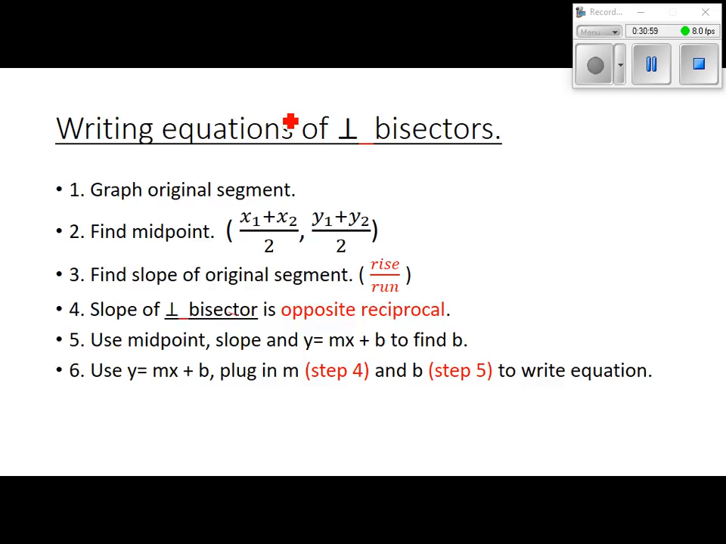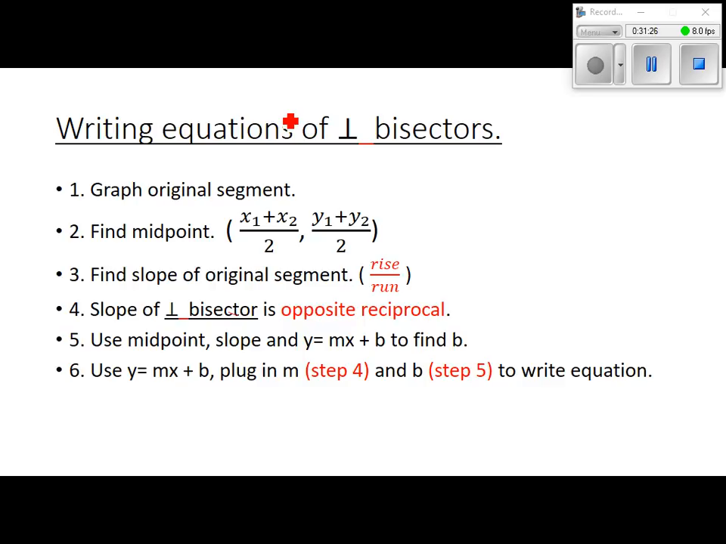What formula did I have written down there for you? Midpoint formula. That's why we're looking for the midpoint. We use the midpoint formula. Come on, Teresa. Number 3, find the slope of the original segment. If we just graphed it, how can we find the slope? Rise over run. Just count.